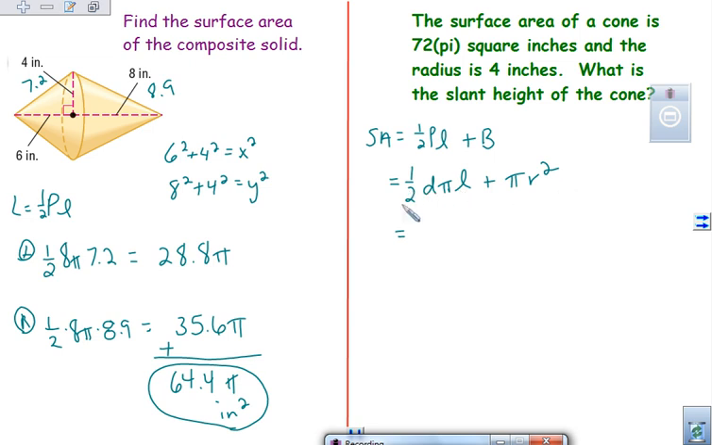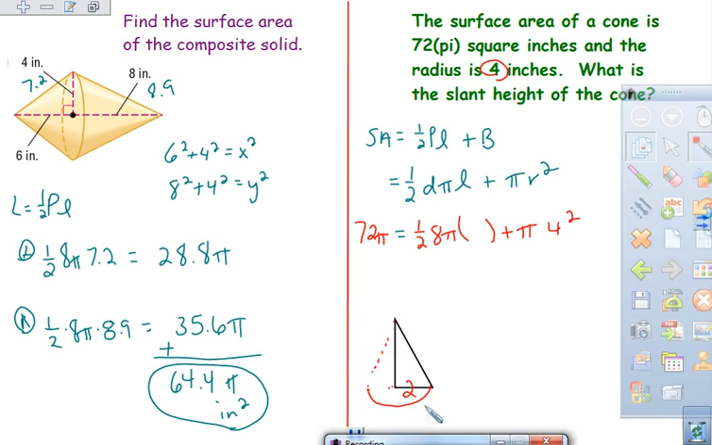They tell us they know what the surface area is, so I'm going to fill that in as 72 pi, and our radius is 4. That's going to make our diameter 8. I'll leave our slant height blank for a second, and our radius here will be 4 squared. So we're trying to find the slant height, so that's where I'm going to put my unknown. So here's what we're envisioning. We have a cone, and we're trying to find the slant height over here.